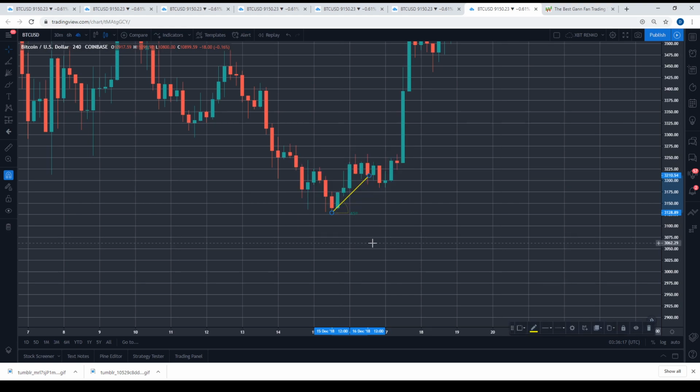Okay, 45. Sometimes it's really hard to do, especially if you're on your phone. Then click on the Gann fan and now let's draw it from there.